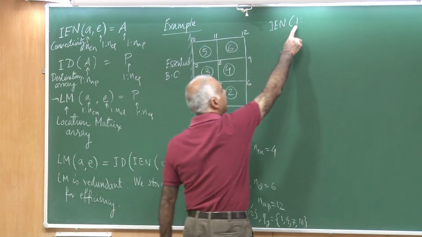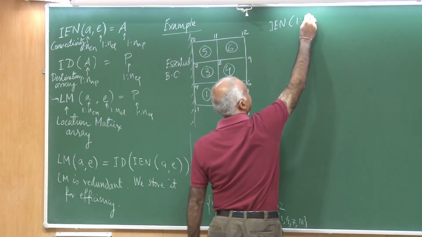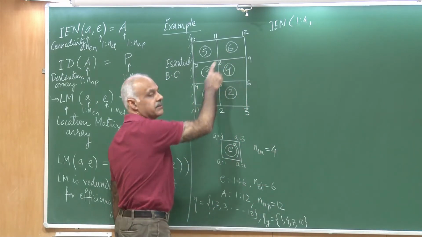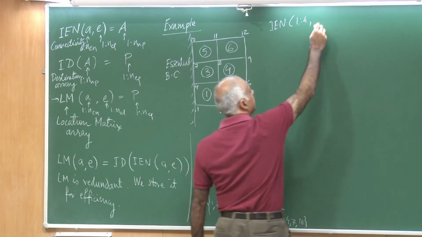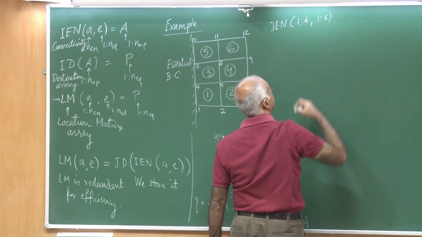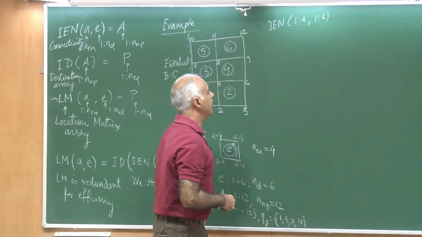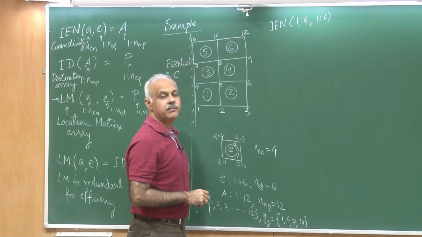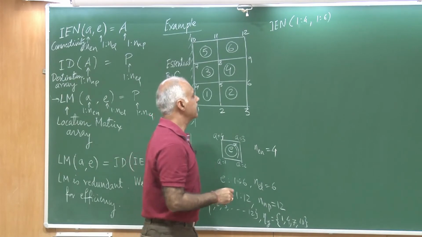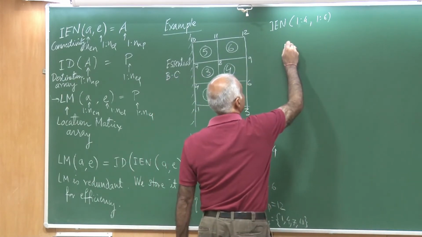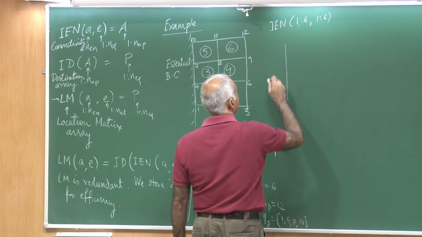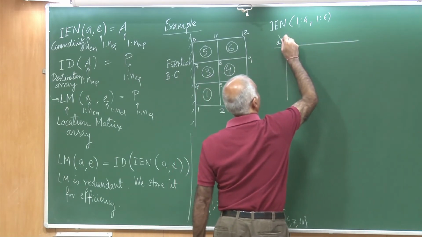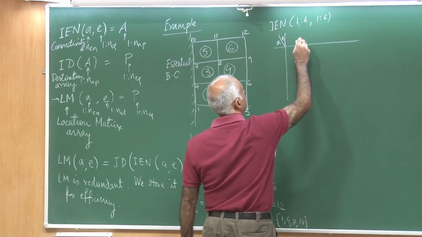Alright, so my IEN array goes from 1 through NEN, which in this case is 4, and I have 6 elements. So, the next index is 1 through 6, and each of these should point to a node number, a global node number. So, let me draw the IEN array for you. So, this has 4 nodes. So, let me call this as A and let me call this as E. So, I have 6 elements.